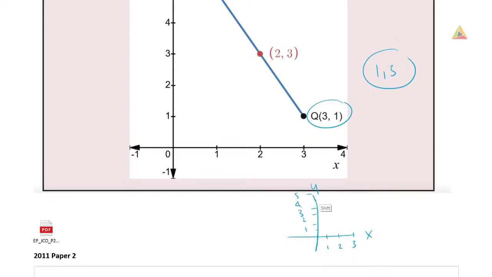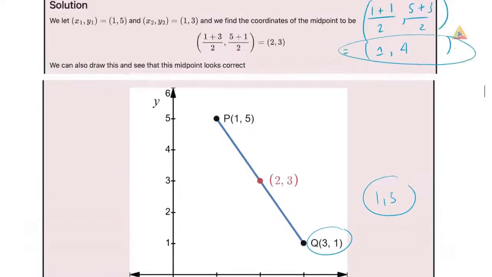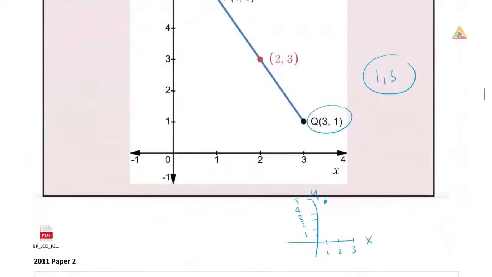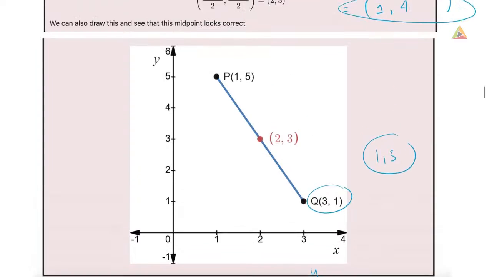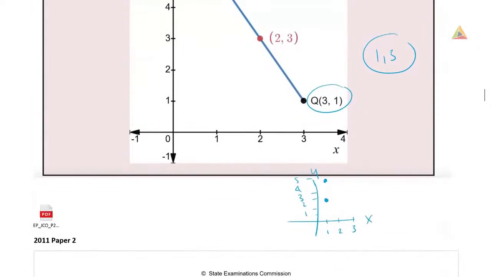So the point (1, 5) would be roughly here. Then your other point was (1, 3). So the point (1, 3) would be roughly there. Or sorry, yeah, there. (1, 3), and then our midpoint was the point (1, 4), so that would make sense. So I'm going to draw the midpoint in here, which is, yeah, there's your midpoint of the line. So that's what it should look like.